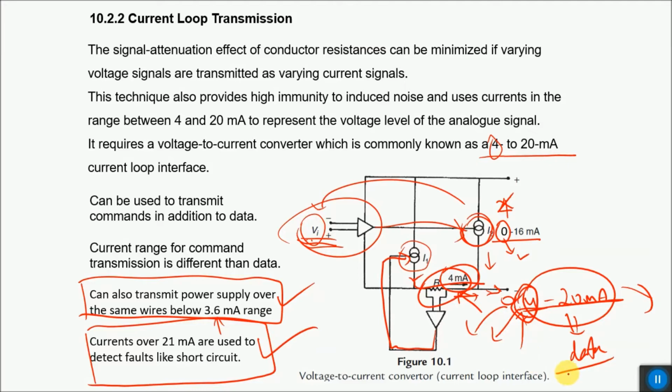So the current may be less than or more than this range, but your data lies in this range, and your communication signals or your commands lie outside this mentioned 4 to 20 milliamperes range.